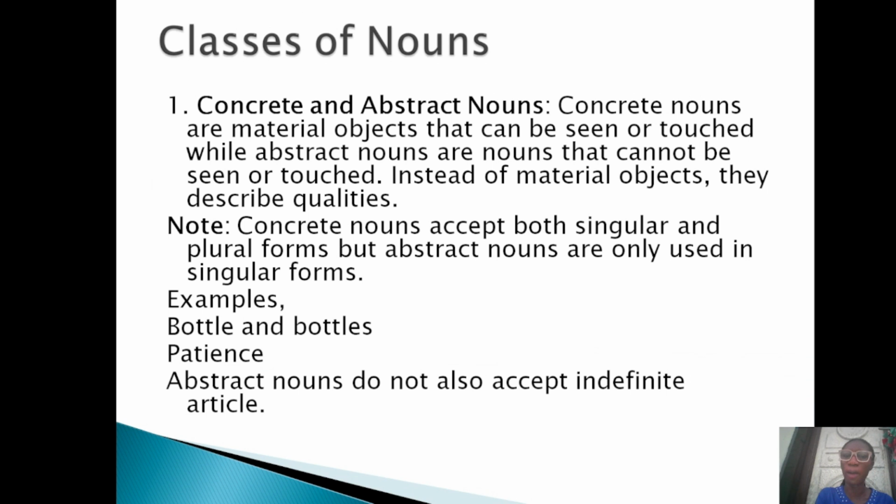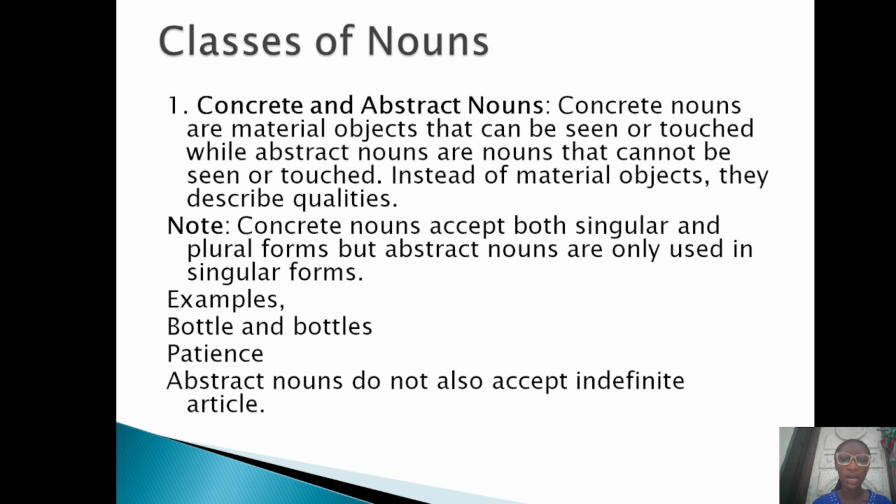But abstract noun, quality. I can't see kindness, I can't see patience, I can't see beauty, but they are also nouns. Now, it's important to note that concrete nouns accept both singular and plural forms. So we could have cup and cups, bottle and bottles. But abstract nouns are only used in singular forms. So we can't have patiences. We can't have kindnesses. We just have patience.